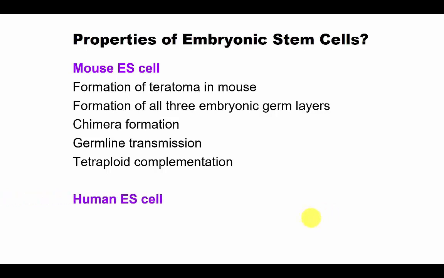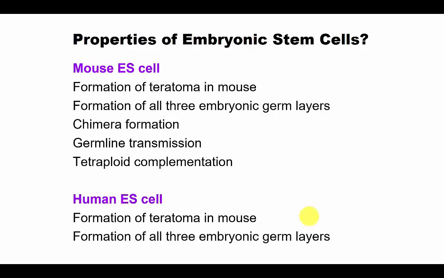Now let's think about the human embryonic stem cell. Human embryonic stem cells may have similar properties to mouse embryonic stem cells, but we cannot test chimera formation or germline transmission because this has serious ethical problems. So once a human embryonic stem cell line is established, the usual test is formation of a teratoma, but not in humans, in a different animal model like the mouse. Or checking whether the embryonic stem cells can form all 3 different kinds of germ layers. This is the usual test to check whether the cells are really pluripotent or not.